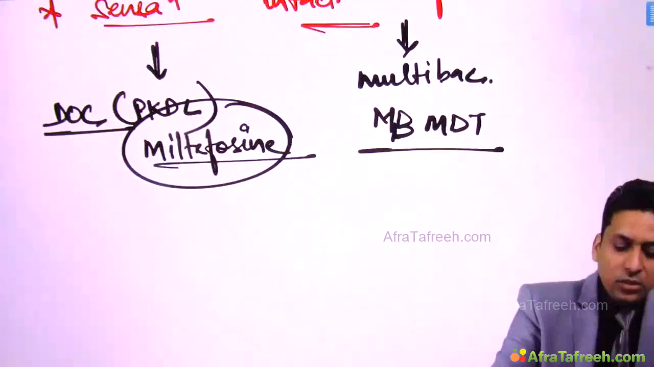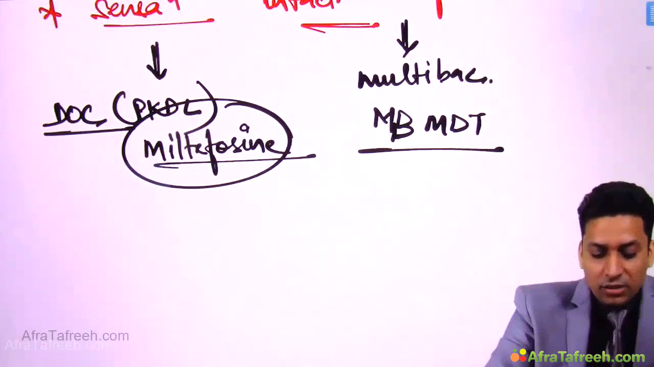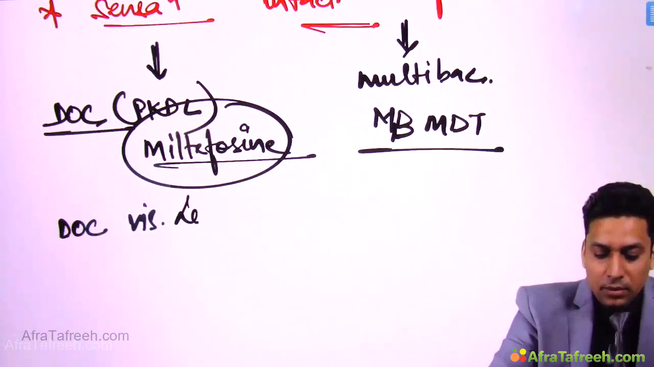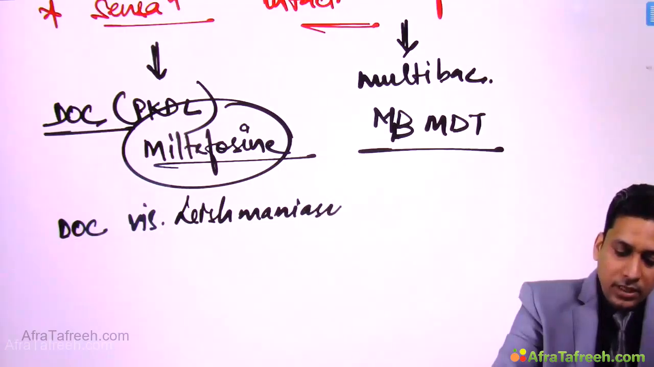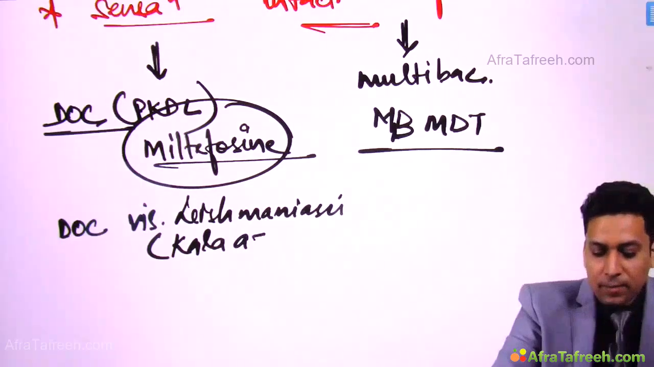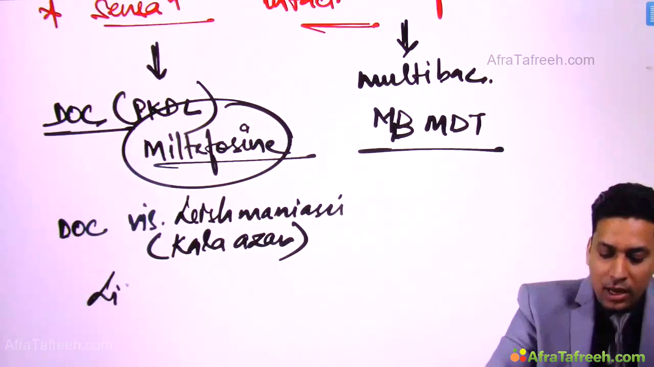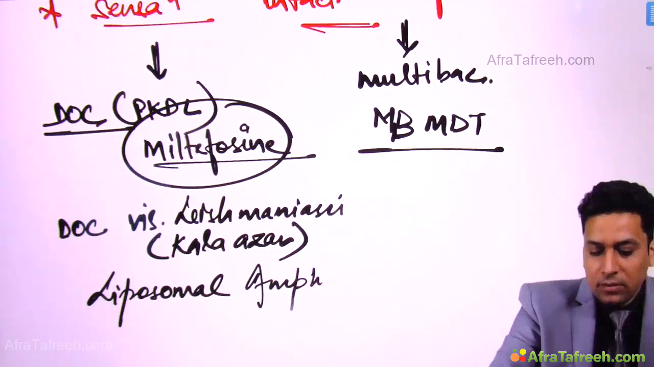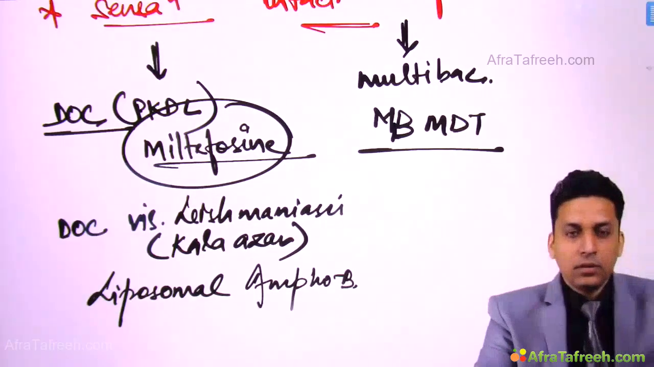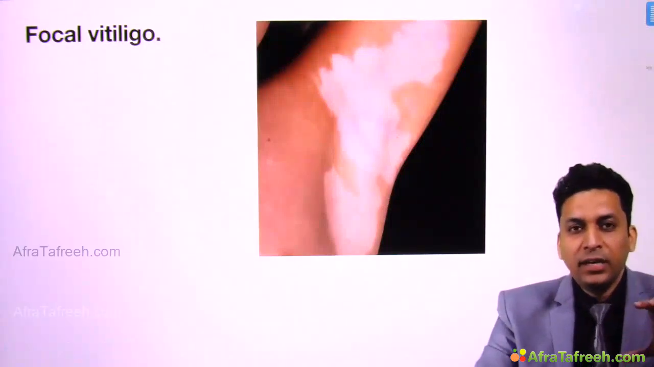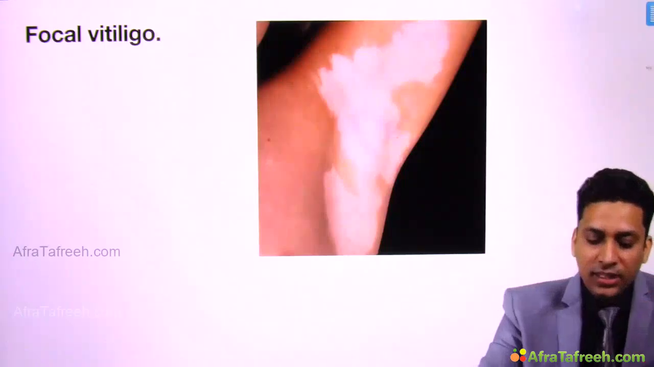Now remember, miltefosine is the drug of choice for PKDL, but if they ask you the drug of choice for visceral leishmaniasis, that is Kala Azar, this is PKDL, post Kala Azar. If they ask you for Kala Azar, then the answer will be liposomal amphotericin B.